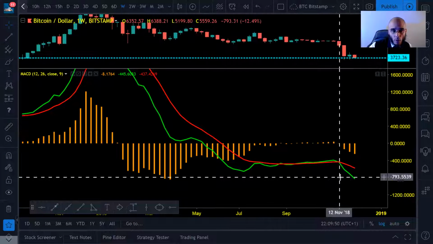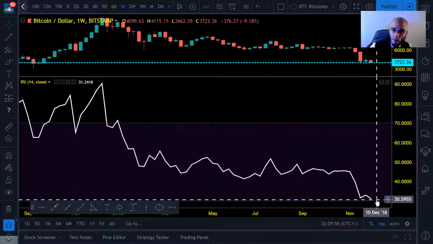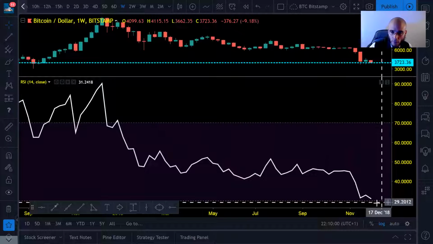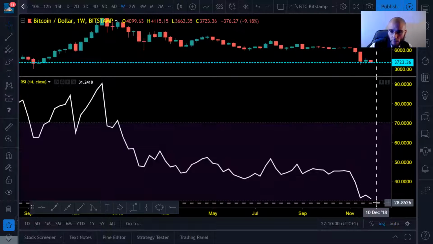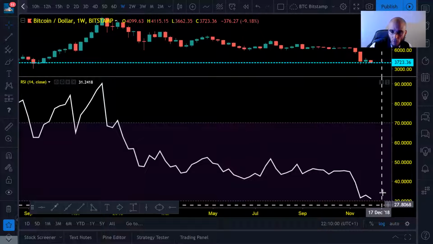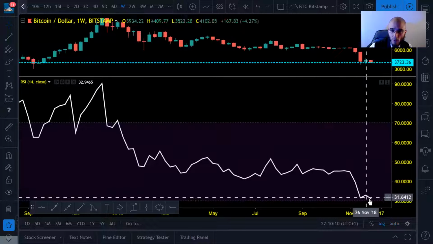MACD is negative on the 1 week chart. RSI. So RSI is getting low, and that's good because we could get oversold and then go higher. But for now, we are still too high, so it's a negative.